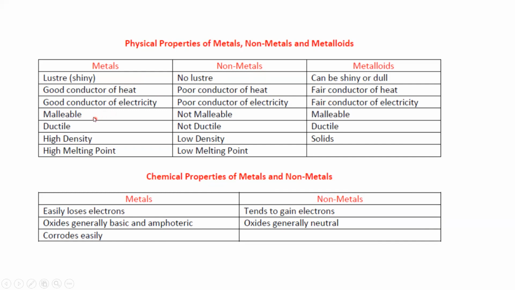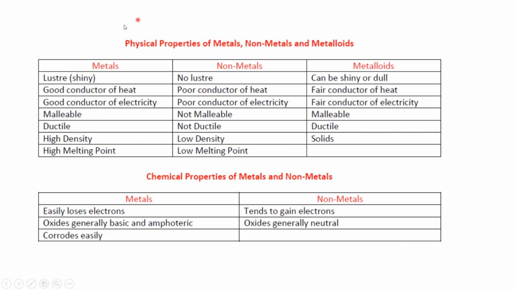Metals are malleable, which means we can hammer them into shape. Non-metals are not malleable, they are brittle, because the opposite of malleable is brittle. Brittle means when we apply force, the object can break easily. Like glass is a brittle material. When you apply force, you can easily break the glass, so it is a brittle material. Whereas metalloids are also malleable.